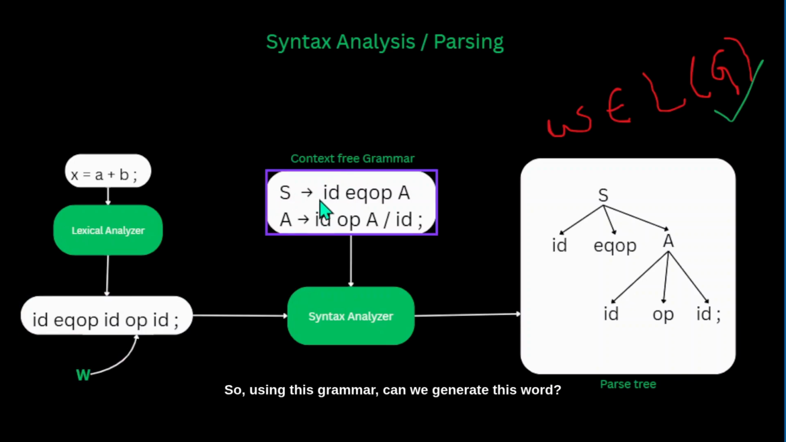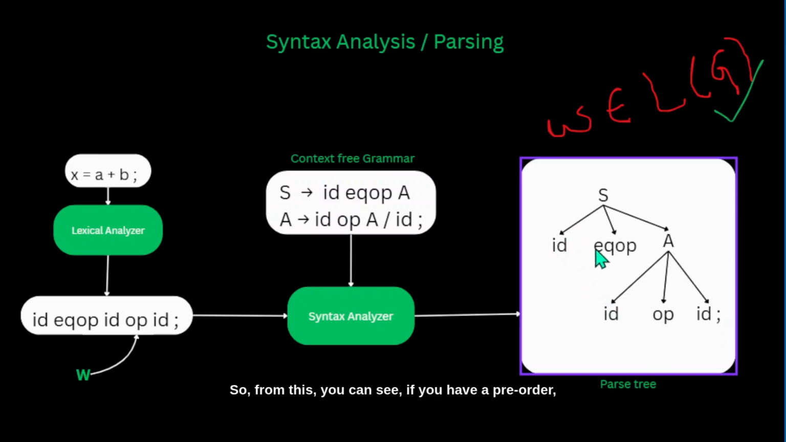So using this grammar, can we generate this word? This is just a pictorial representation of that. The parse tree is used to generate this word. You see, from S we get the id, the equal operator, and the non-terminal capital A. From that capital A non-terminal, we get id, operator, and id again, and the end of statement operator symbol also.